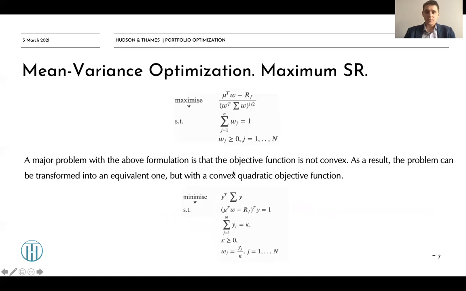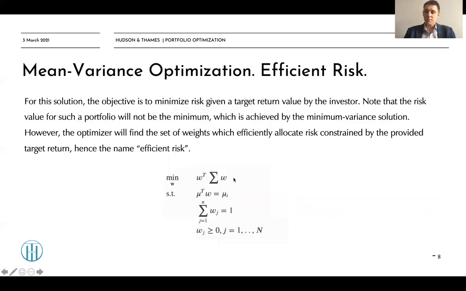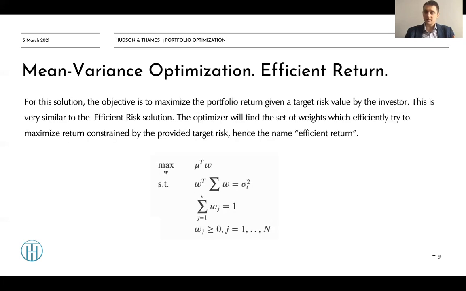But if we want to find the minimum variance portfolio subject to the fact that the target return of our portfolio should be equal to μT, this optimization problem is called efficient risk. So we want to find the most efficient way to allocate risk in our portfolio subject to the fact that we expect a target return being equal to, for example, 20% or 30%. It doesn't matter. That's why this problem is called efficient risk.